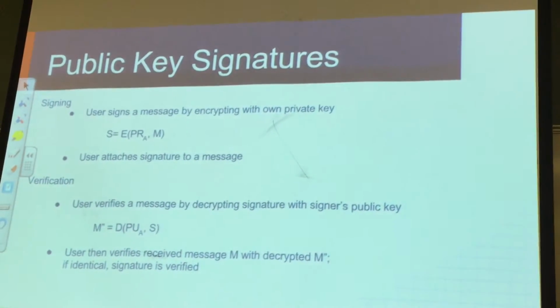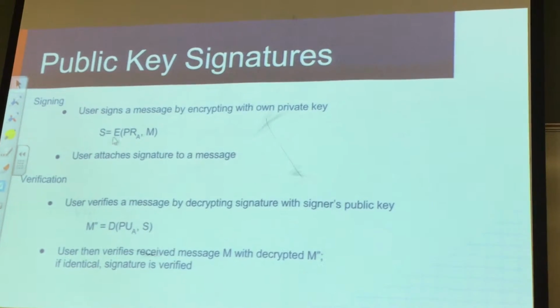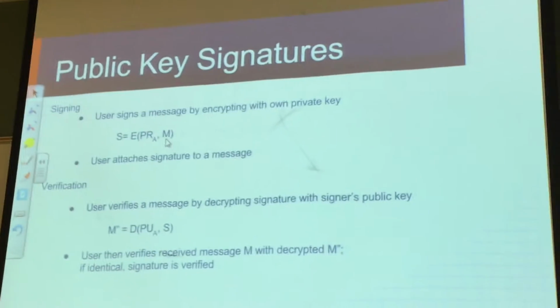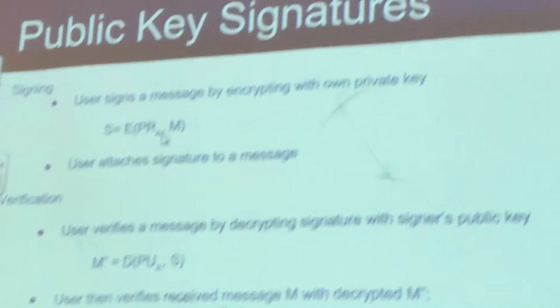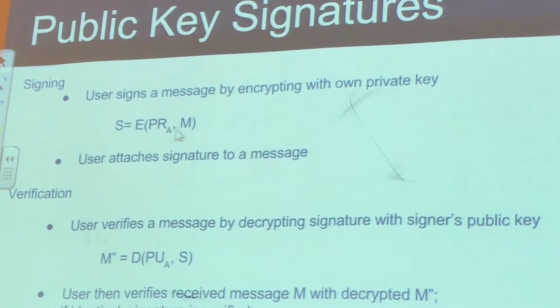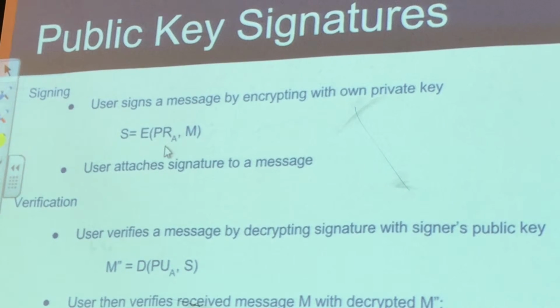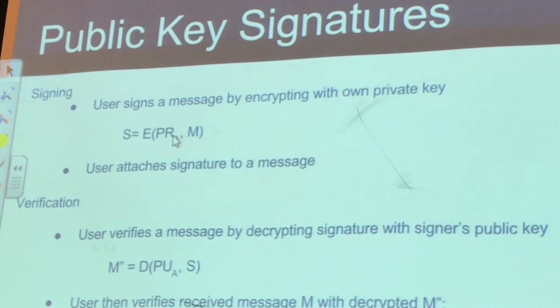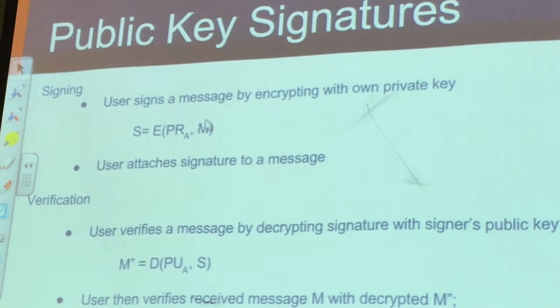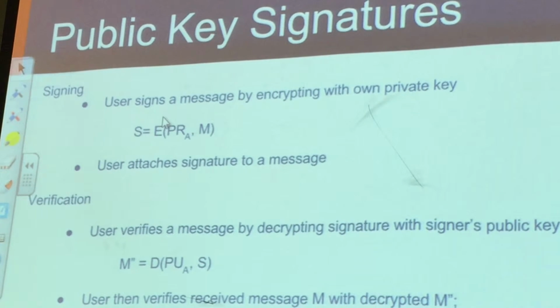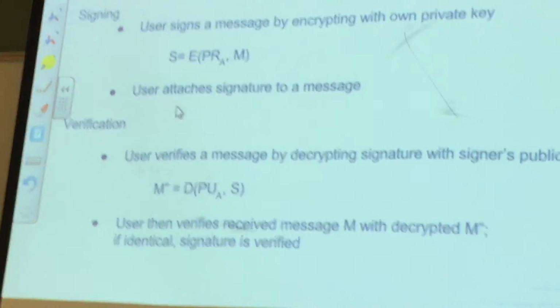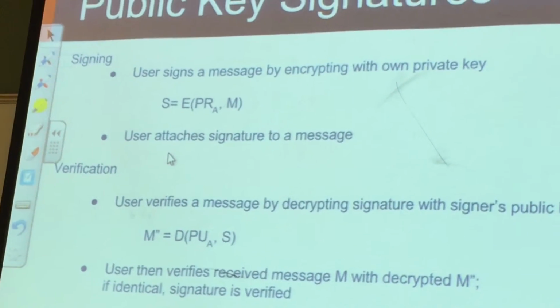Okay, in this basic concept, the way we read this is that the message is encrypted using the private key of A, and the output of that is the signature. Once it's encrypted, the user attaches that signature to the message.